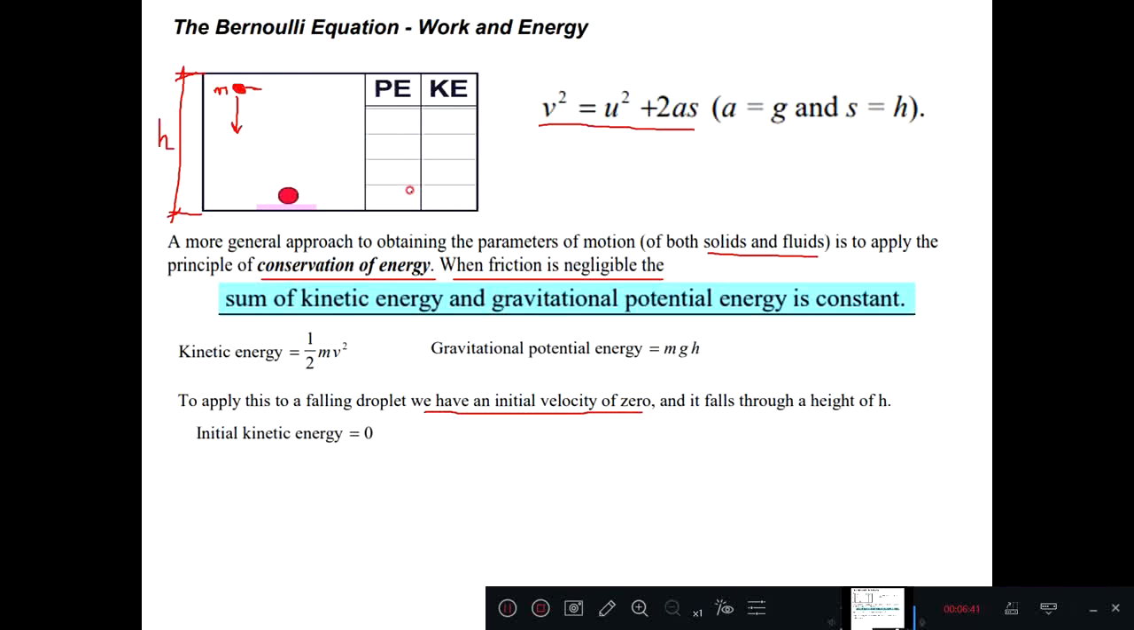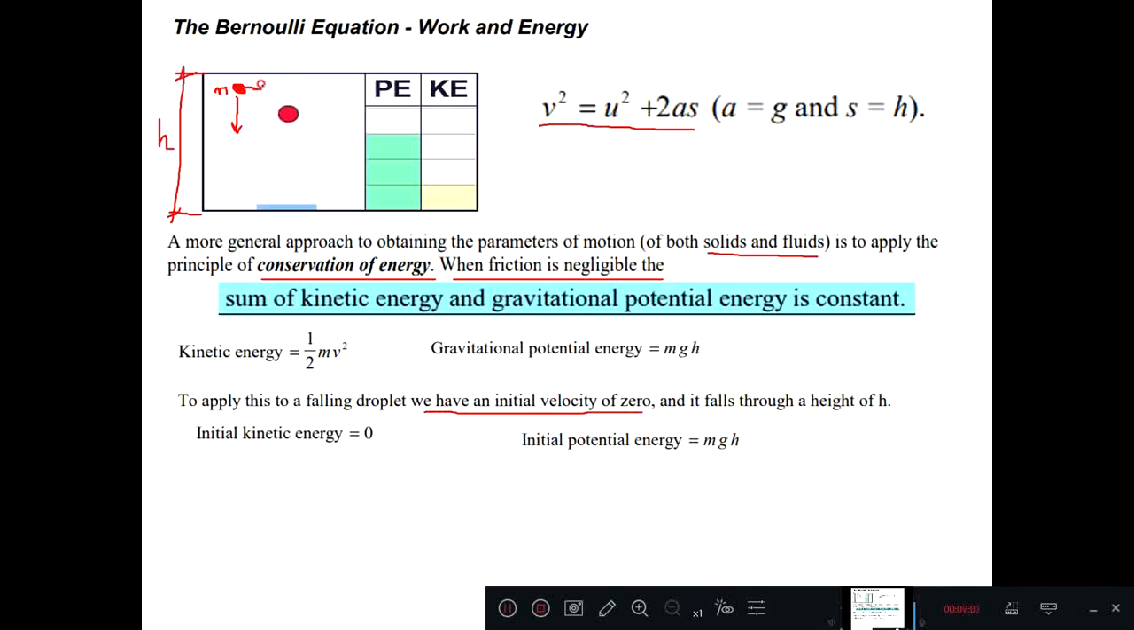Just look at this picture. When the ball is at this position, it has potential energy, but the kinetic energy is 0 here. Look at this picture: one form of energy is decreasing, the other form of energy is increasing. Then what about the initial potential energy at this position?